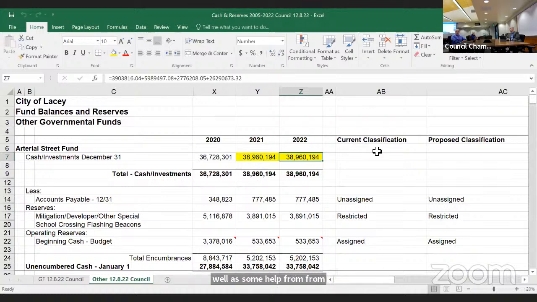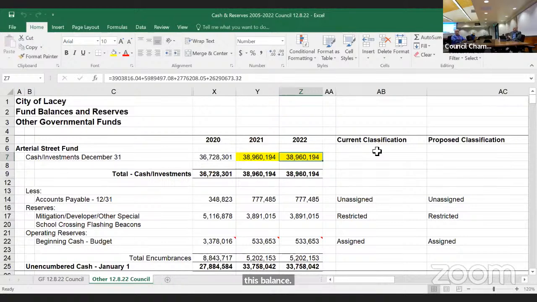We literally looked at every single expenditure and revenue coming in for 30 years to really get a strong handle on what those reserves are. We're still putting the final touches on that, but like I said, I have a strong confidence level that the majority of this balance can be considered real estate excise tax.